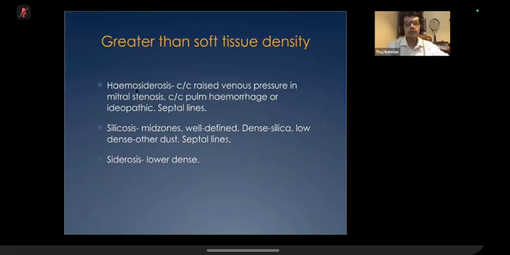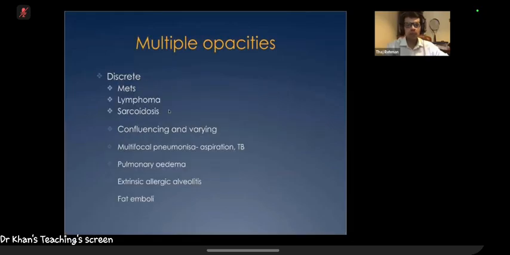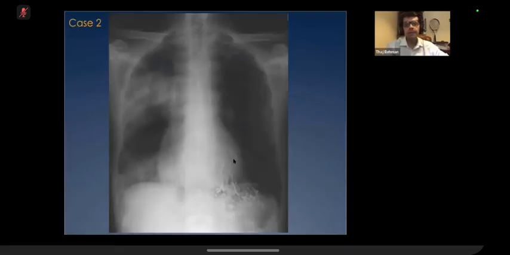Multiple small opacity differentials also include hemosiderosis, which can happen in mitral stenosis or pulmonary hemorrhage. They will have associated septal lines. Silicosis is in the mid-zones, well-defined and dense, silica containing, and they may also have septal lines. Pulmonary calcification is slightly lower density than silicosis. All these differentials, I'll just rush through with lack of time. Okay, shall we go to the next case?